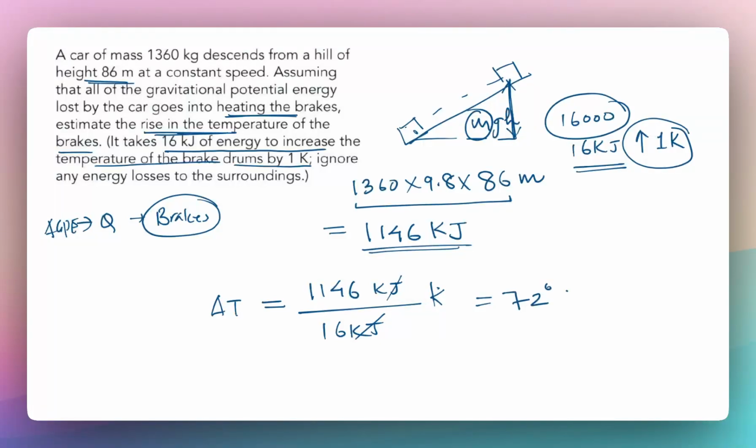and that is going to be 72 Kelvin, right? Or we can say the temperature will rise by 72 degrees Celsius. And that will be our answer. So it's simply a matter of dividing that and again applying the energy conservation law. It's a pretty easy and simple problem.